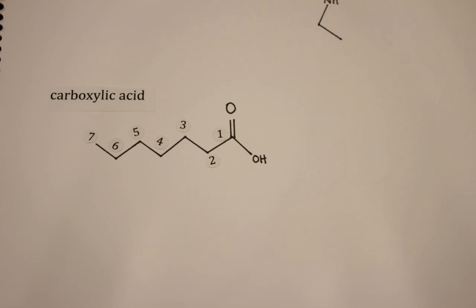Therefore, we'll count this way. We see that there's 1, 2, 3, 4, 5, 6, 7 carbons. Since we always label the carbonyl carbon as number 1, there's no need to identify its position. And in a carboxylic acid, we change the E ending the parent hydrocarbon name to oic acid. So this would be heptanoic acid.